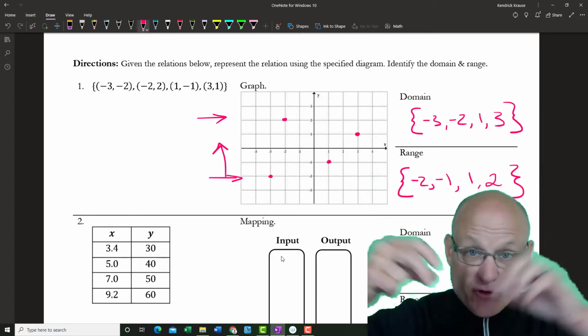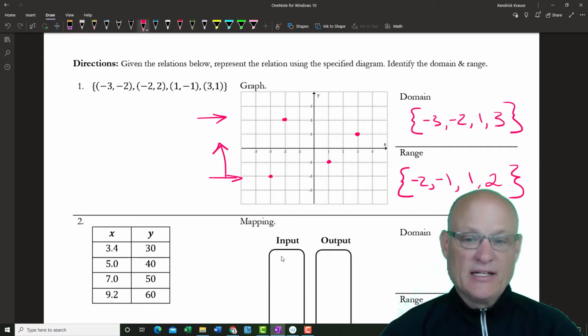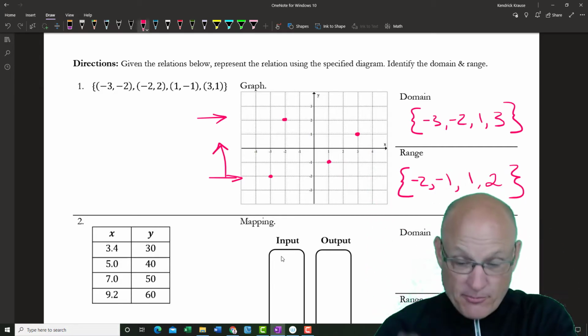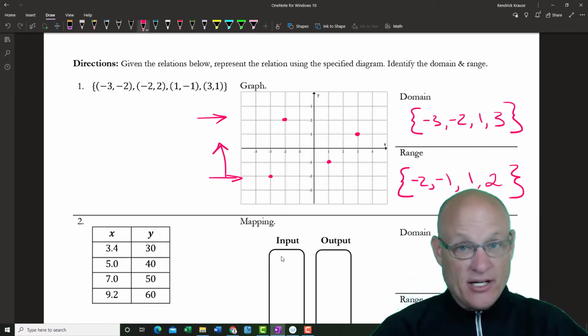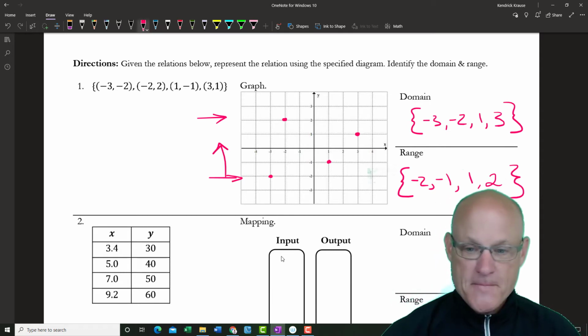Those are just discrete numbers. They're just points. Okay, and anytime you list out discrete points, this point and this point and this point, it has to be done in curly brackets. You don't have a choice, okay?